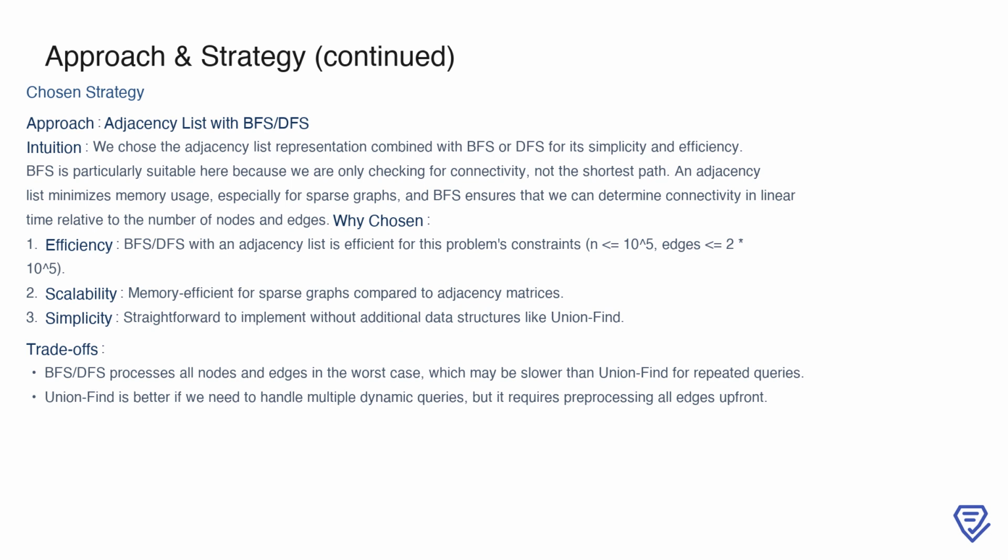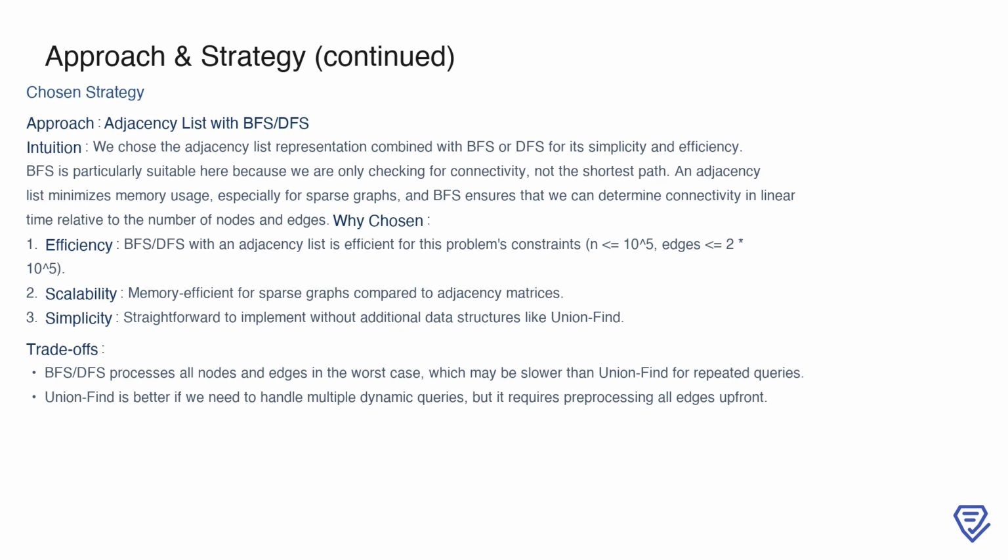With up to 100,000 nodes and 200,000 edges, scalability is crucial, and this approach balances simplicity and efficiency. While union find offers faster dynamic connectivity checks, it requires pre-processing all edges, which is unnecessary for the single query problem. Overall, BFS with an adjacency list allows us to traverse the graph efficiently and answer the connectivity question without introducing unnecessary overhead.